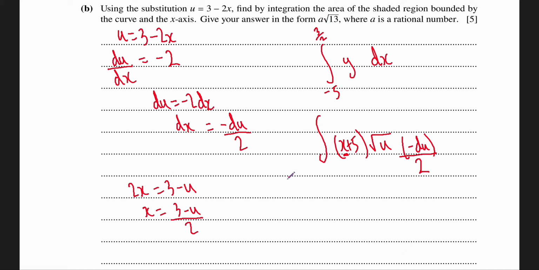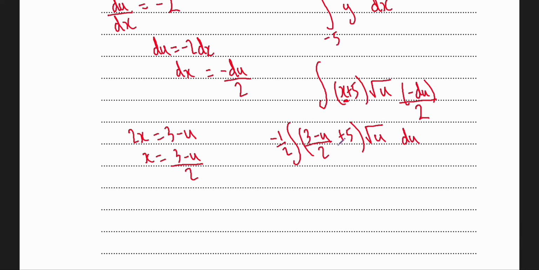So now you have the integral. So let's put the minus half right here. So you have minus a half integral of x plus 5. So that's (3 minus u) divided by 2 plus 5 times the square root of u with respect to positive u this time because we brought the negative outside. Well, we can simplify this further. That becomes the integral of (3 minus u) over 2 plus 5, which is (13 minus u) times the square root of u, and then divided by 2, du, and then we obviously have the negative a half right there. Okay, so far so good.